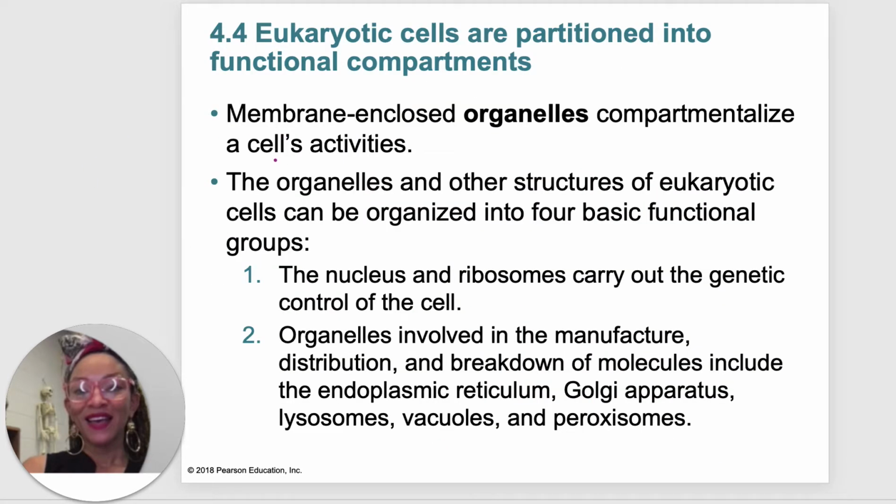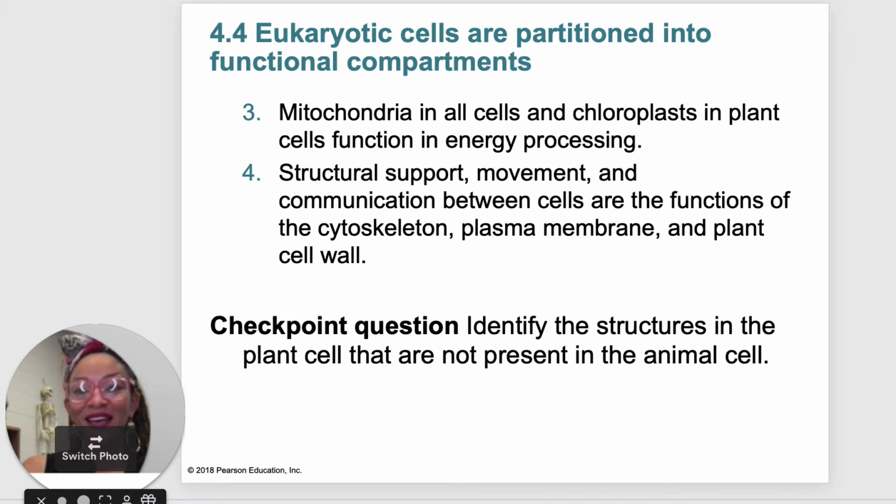All right, so eukaryotic cells are partitioned into functional compartments. There are membrane enclosed organelles, and organelles means tiny organ. And these help to do all sorts of activities within the cell. The nucleus and ribosomes carry out genetic control of the cell, while the other organelles are involved in the manufacture, distribution, and breakdown of molecules that include the endoplasmic reticulum, both the rough and smooth, the Golgi apparatus, lysosomes, vacuoles, and peroxisomes.